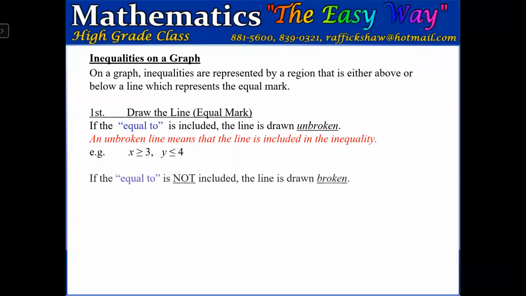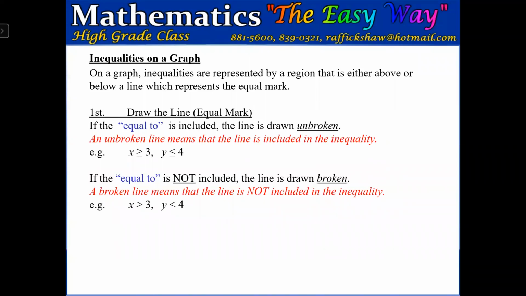All right. If the equal to is not included, then the line is drawn broken. If the equal to is not included, it means that I don't want the line. I only want the region above the line or the region below the line. I don't want the line itself. To show that I don't want the line itself, I draw the line broken. And that is when you have an inequality like those two. The equal is not there.